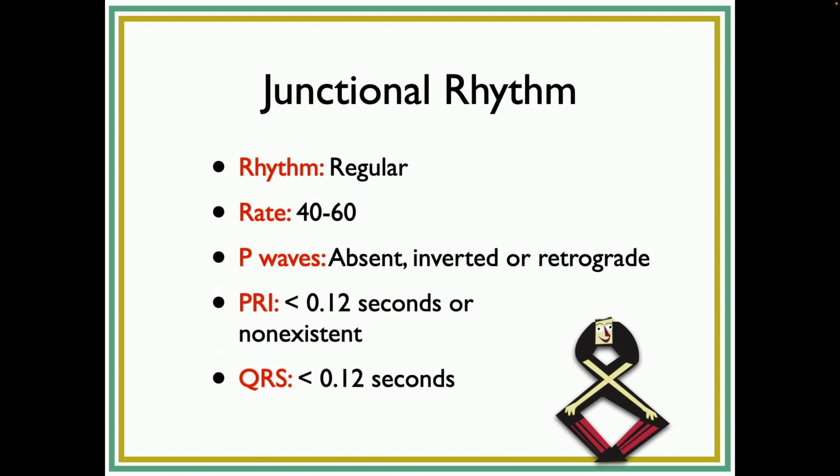The rate, by definition, probably more accurate would be to say less than 60, even though most references say 40 to 60, because it does go slower, and there's no formal junctional bradycardia. It's just always junctional rhythm. So you can put 40 to 60 if I ask you, but really I think a better representation is less than 60. P waves, because it's junctional, are absent, inverted, or retrograde. The PRI, if there are P waves, not always, but typically it's narrow, it's not wide. And supraventricular, so the QRS is narrow.